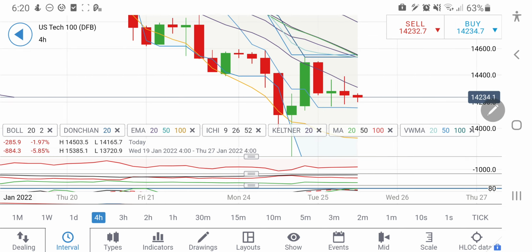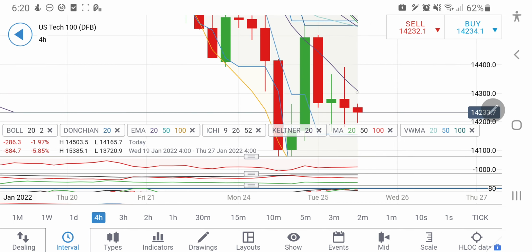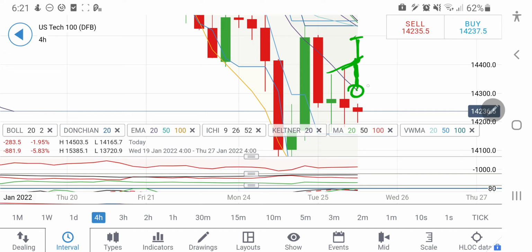Looking at the charts, we might get a little resistance here at 14320. If it tries to rise beyond 14320, it might try to hit 14380 and 14420 levels. Beyond 14420, it can again head towards 14500, and if it goes towards 14500, 14600 is the ultimate resistance level. So we have to trade with caution.